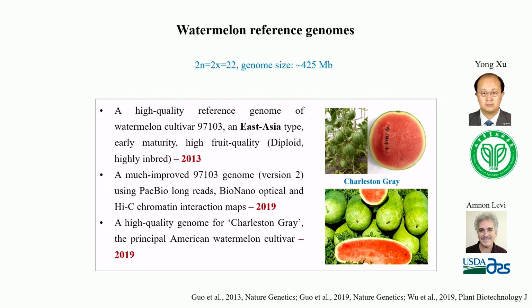Then, in collaboration with Amnon, we generated another reference genome for cultivated watermelon, Charleston Gray, an American ecotype. And you can clearly see the difference between these 2 types of watermelon. One is round, one is oval. The fruit shape is different, and the fruit weight is also highly different.